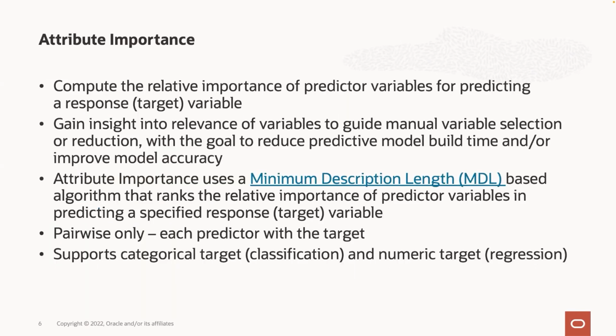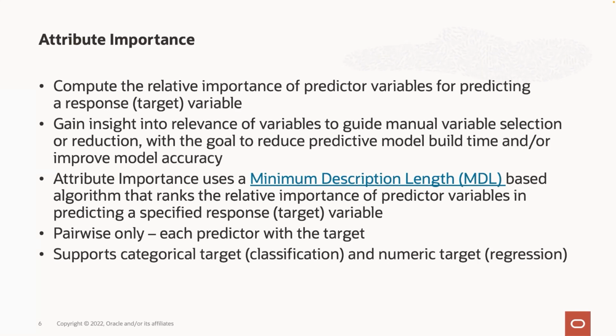Attribute importance: the idea, as I mentioned, is to look at the relative importance of the variables. In particular, the MDL that we're going to see has actually a predictor with a target. So it's going to look at the relationship between one attribute versus the target at a time.